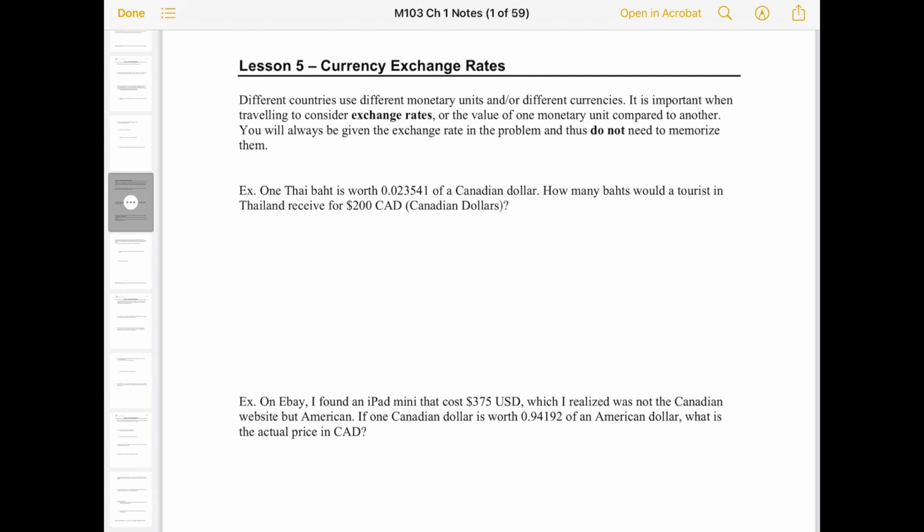So 1 Thai baht is worth 0.023541 of a Canadian dollar. How many bahts would a tourist in Thailand receive for $200 Canadian?